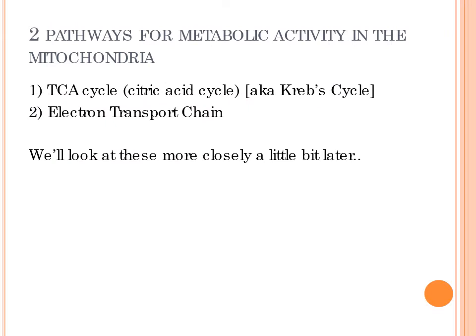In order to generate ATP, we need to go through a couple of different processes. The first one is the citric acid cycle or the Krebs cycle. And the second one is the electron transport chain. So first you go through the Krebs cycle, and then the Krebs cycle is going to send byproducts to the electron transport chain, and the movement through the electron transport chain is going to end up creating ATP in the end.